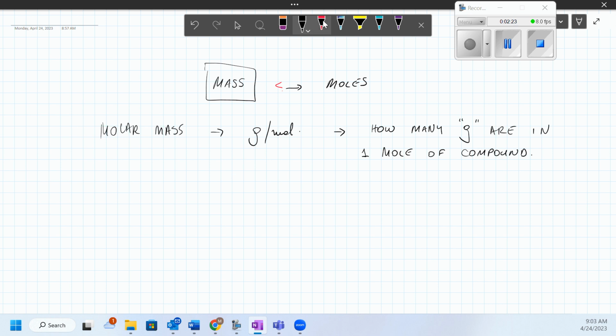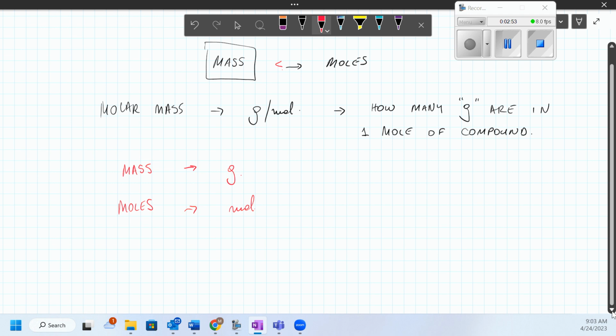When we are talking mass, the units are grams. So you are saying this is the amount that we have. And when we have moles, the units are just mole. Keep this in mind, because, as I have said, it is important for you to know what you are dealing with.